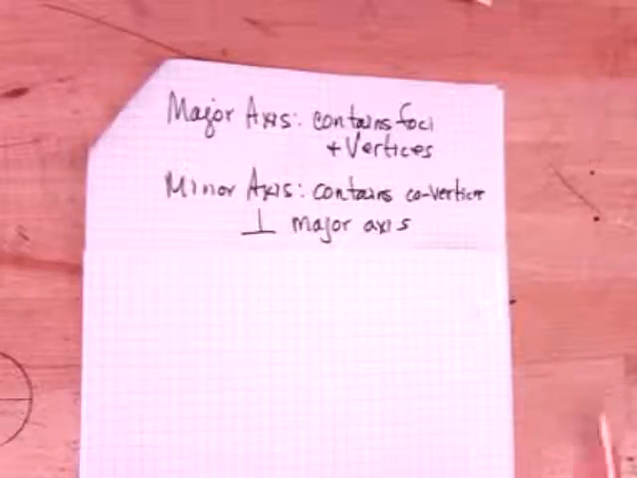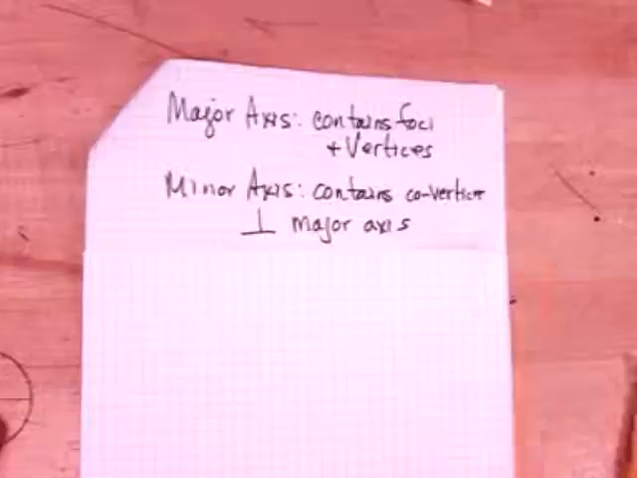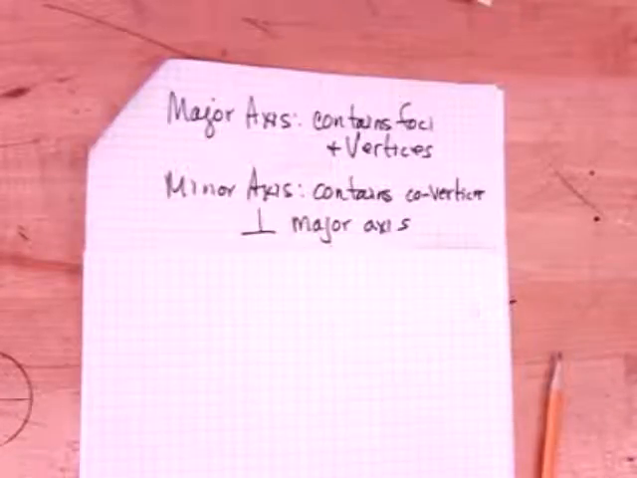Now I'm making a big point of this because not only can you have horizontal ellipses, but you can have vertical ellipses. So we're going to get to vertical ones in uno minuto.